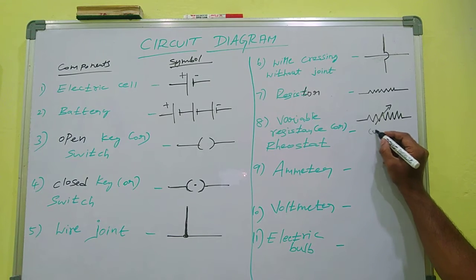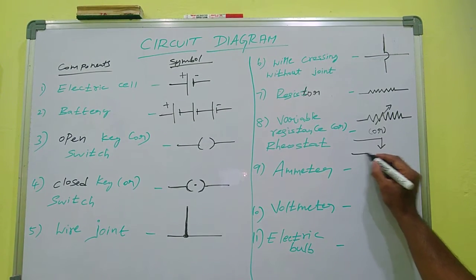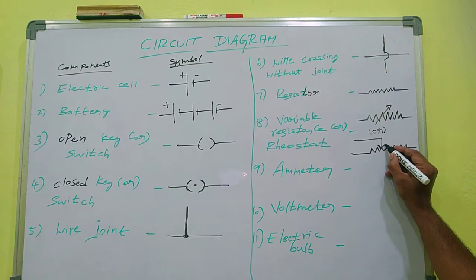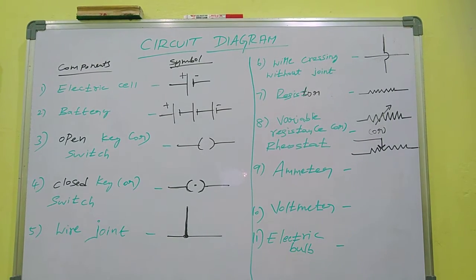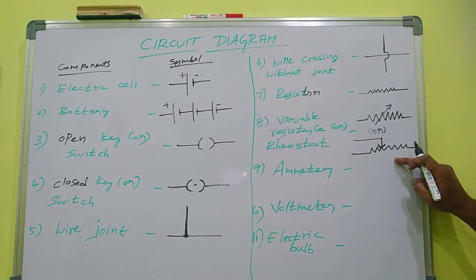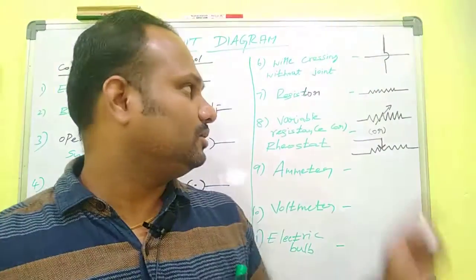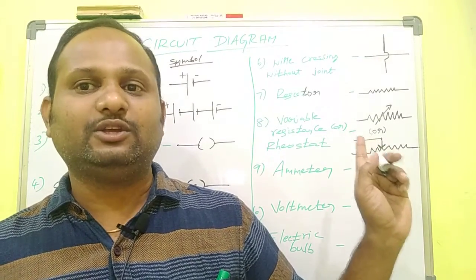So the symbol for rheostat is this, or we put another symbol. These two symbols usually represent the rheostat. This or this, we can use as we wish. Okay, these two symbols represent rheostat.